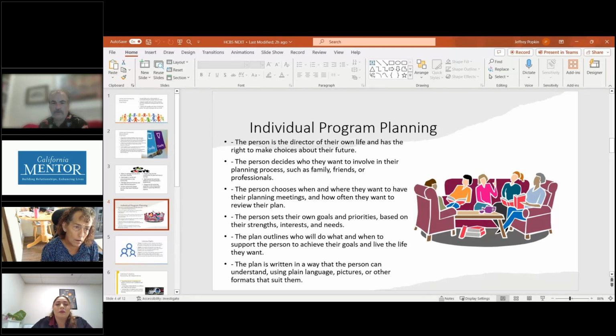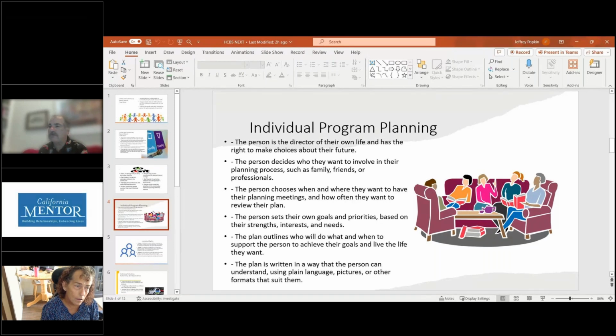The person sets their own goals and priorities based on their strengths, interests, and needs. Again, finding out what that person likes, what they're good at, what they can do well, and we don't want to do things that are going to make the client feel uncomfortable or not want to be involved with. We want things that they want to participate in, where they feel valued, and it's an activity that is of their interest. Planned outings, who will do what and when to support the person's activities.